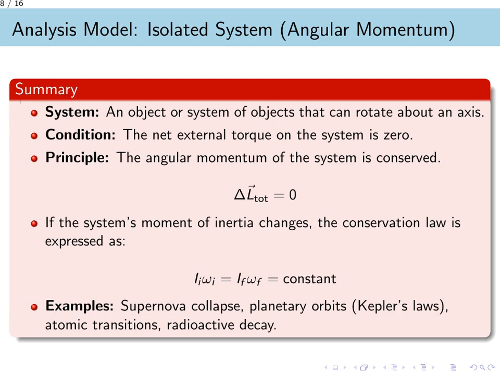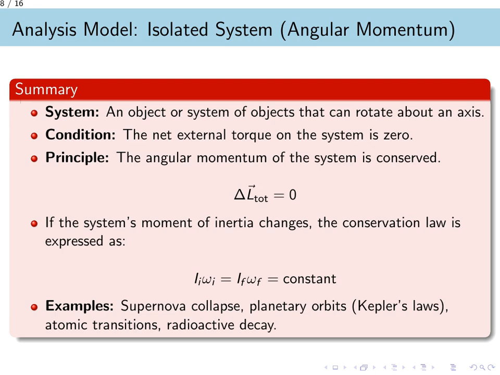This conservation law becomes particularly useful when a system's moment of inertia changes. If an object changes its shape, its moment of inertia, I, will change. To keep the total angular momentum constant, its angular speed, omega, must also change to compensate. This relationship is expressed by the equation: the initial moment of inertia times the initial angular speed equals the final moment of inertia times the final angular speed.